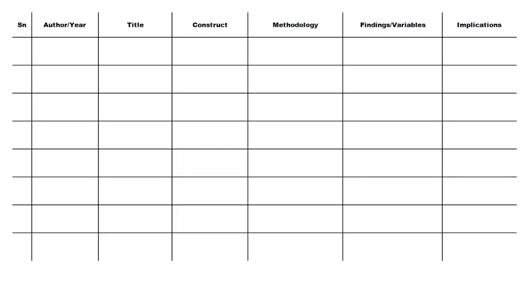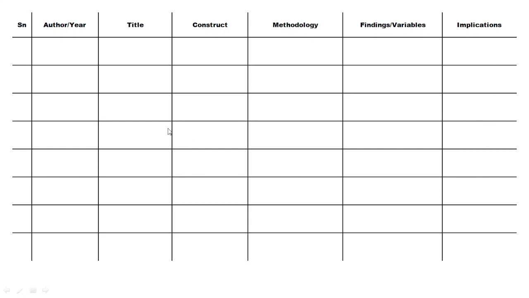So this is an example of a simple literature grid, at a very fundamental level, where we have put down serial numbers, author, year, title of the study, construct, methodology, findings, variables, and implication. The implication area becomes very important in arranging a literature review, as it talks about how the output or the findings are going to help society, or what the implication of the study is in a broader perspective. That is to be narrated in the implication part.